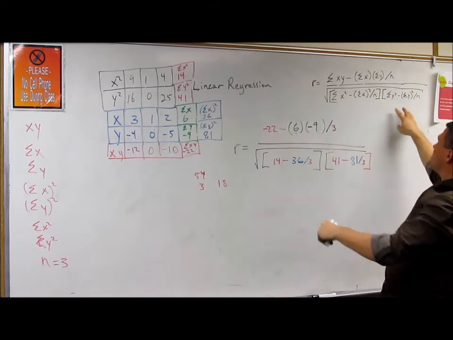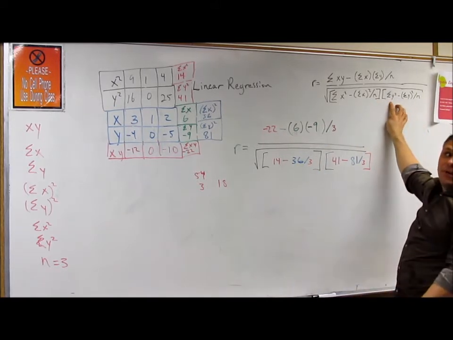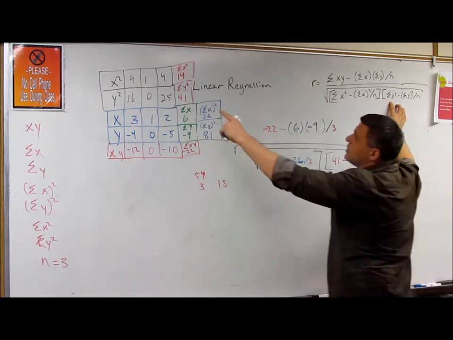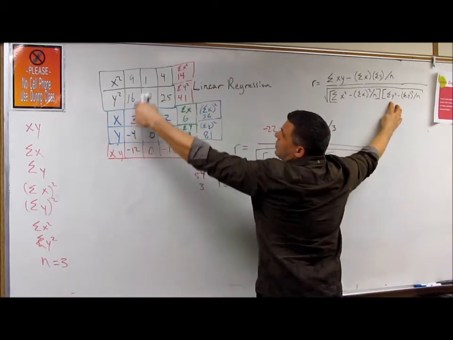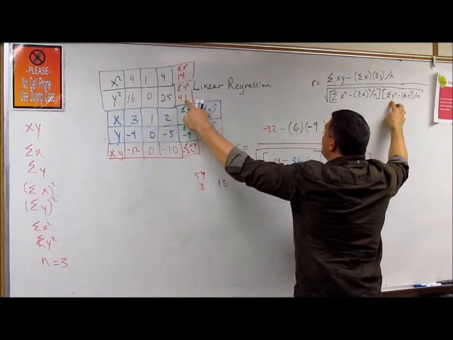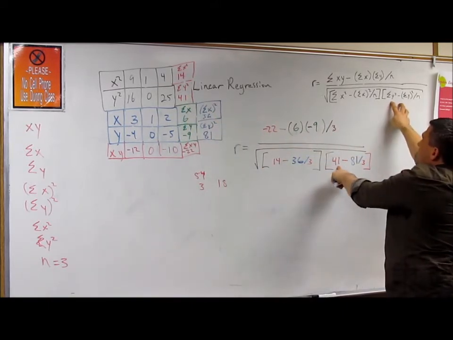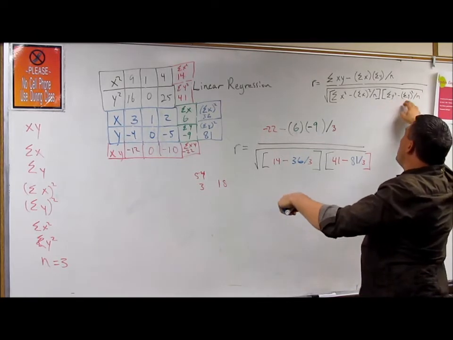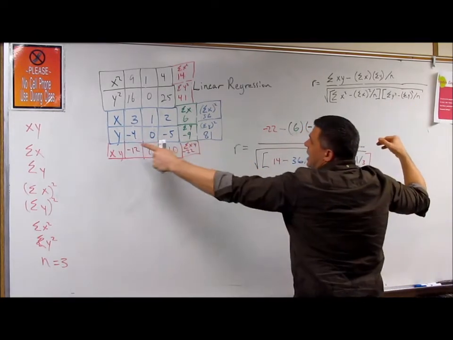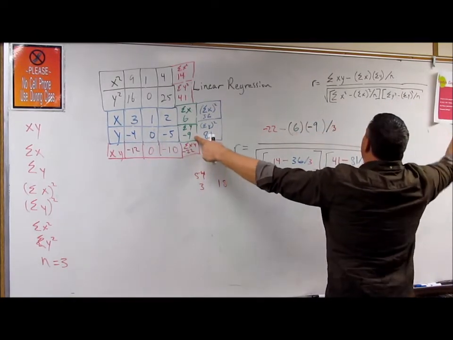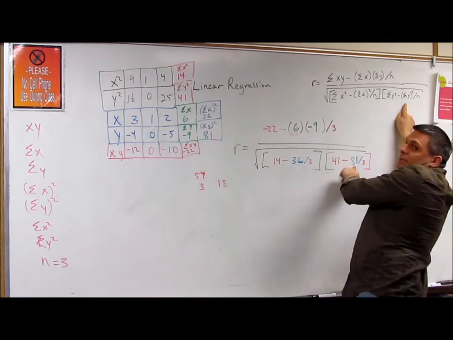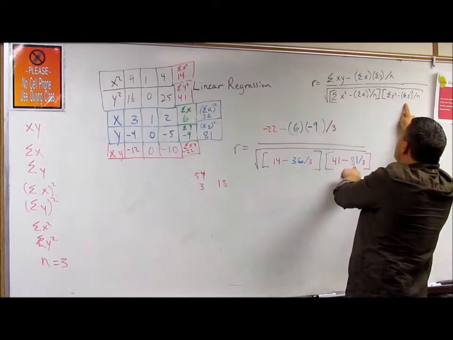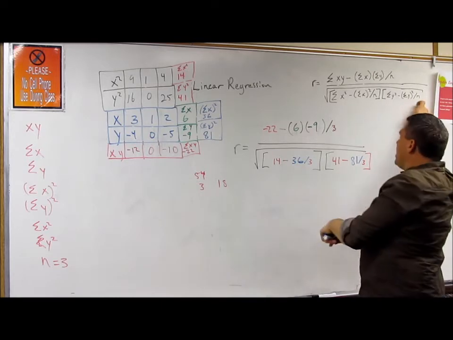And then that's times the quantity of the sum of the y squared. So I squared the y's and I added them up and I got 41, so that's where we got the 41, okay? And then minus the sum of the y's, where I added up all the y's, but then I squared it and I get 81. Okay? Divided by n, which is 3.